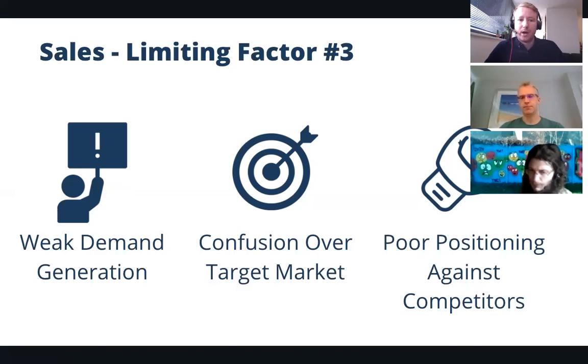Are we sort of being top of mind? If that doesn't keep pace with where we want to grow, or it breaks down for some reason, that can be a massive limiting factor here.